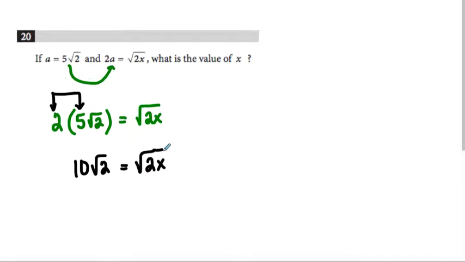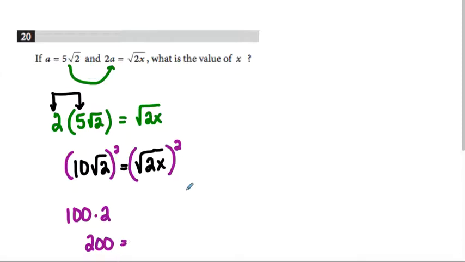Now there are several ways to do this. Algebra is one of them. If we use the algebra, then to undo the radicals, we have to square both sides. On the left side, we want to make sure we square both the 10 and the root 2. That gives me 100 times 2, which is 200, equals, and the root being squared undoes it because they're inverse operations. So we get 2x. Then x would equal 100. All right, that's one way of thinking about it.